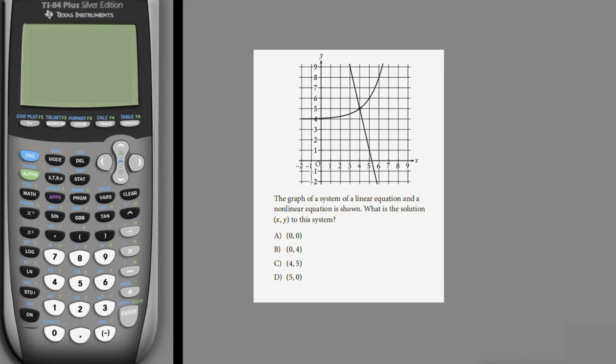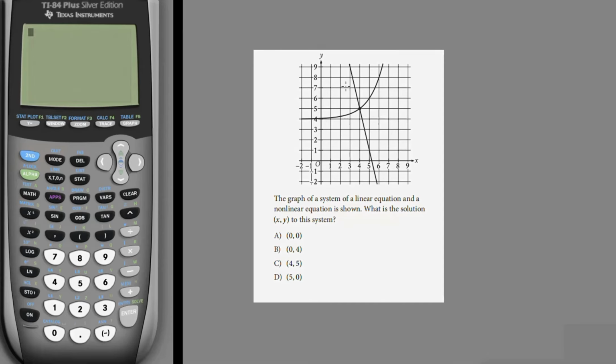In this video, we are going to learn how to solve this math problem easily and fast. So the question is on that graph. Let's get started. It says the graph of a system of a linear equation and a non-linear equation is shown. What is the solution (x, y) to this system? Firstly, for this kind of quiz, I don't think we're going to need the calculator. It's just basic understanding of how a graph is drawn. Once you understand graphs and their elements, you'll be good to go.